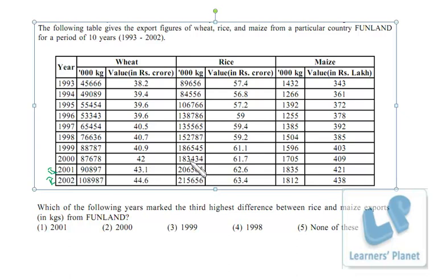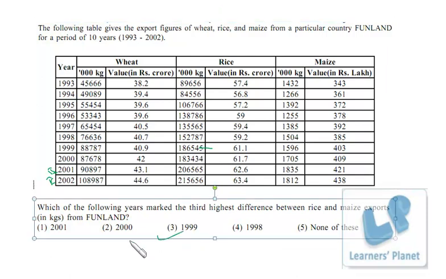It is 183, 1705, and 186 and 1596. So here the difference between these two is 3000. Here the difference is around 1600, around 100 only, right? So this difference must be greater, right? Because here it is just 100 less and here it is 3000 more, right? So 1999 must be the third highest. Don't go for the actual calculation, just observe it.